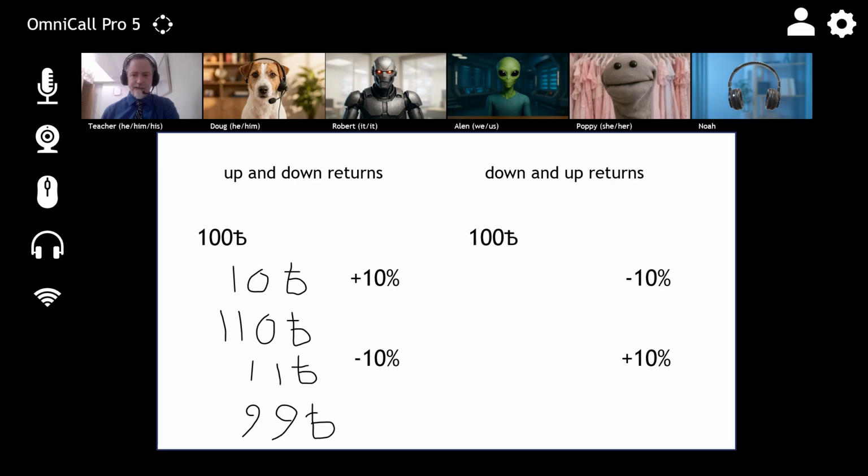We'll subtract here. 10 brings us to 90. Okay, and now a 10% gain of that is 9. So in the end, it's 99 bucks, exactly the same as when we did up and then down. Oh, good. I was right.